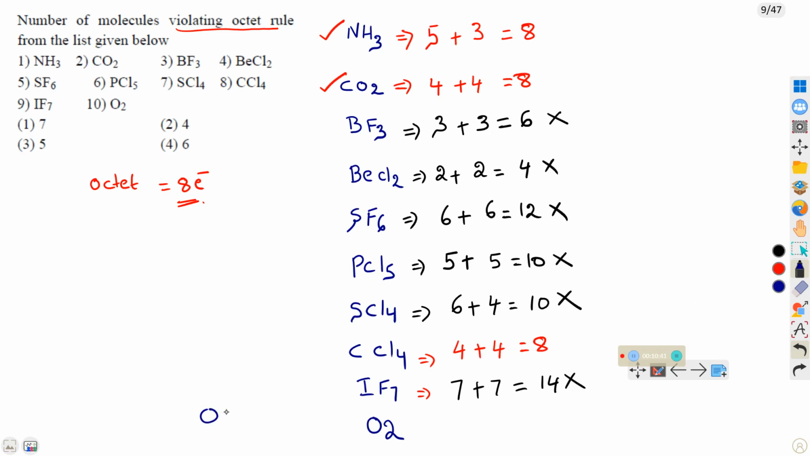Oxygen, O double bond O, with lone pairs on each oxygen. Yes, 8 electrons are present: 2 bonds, 2 lone pairs, total number of electrons 8. How many do not follow? 1, 2, 3, 4, 5, 6. So the fourth option is correct.